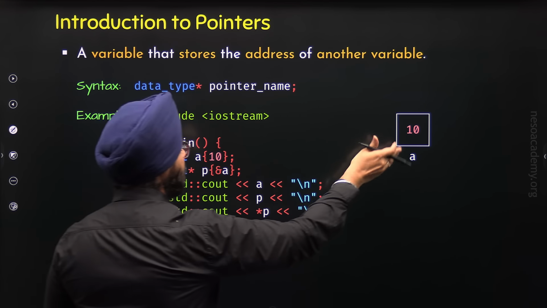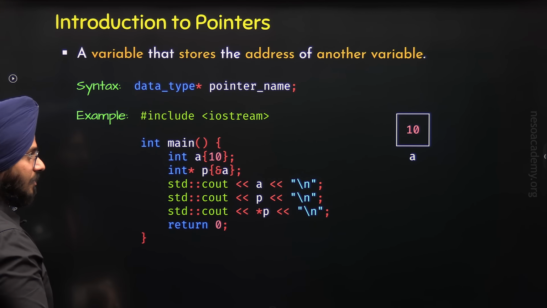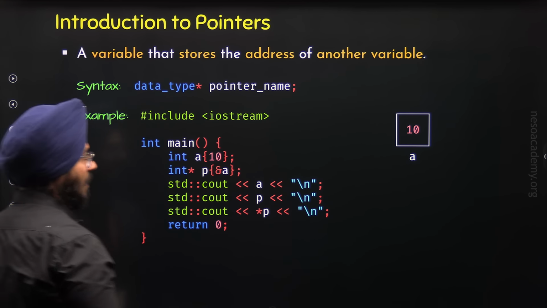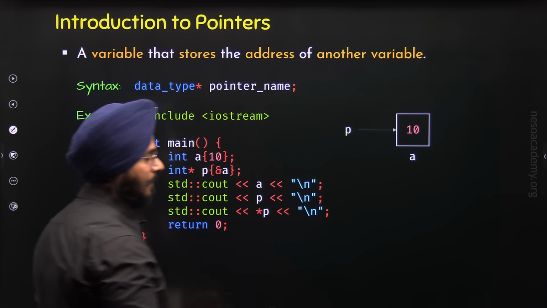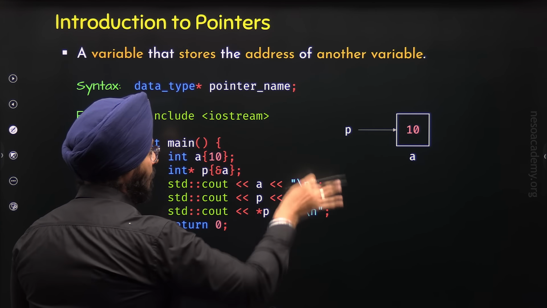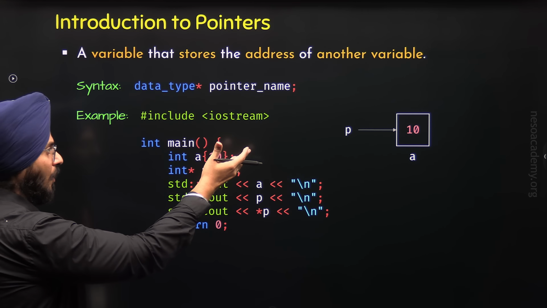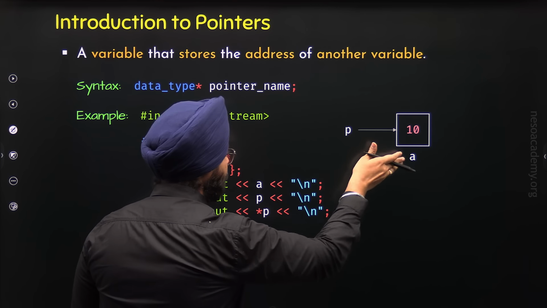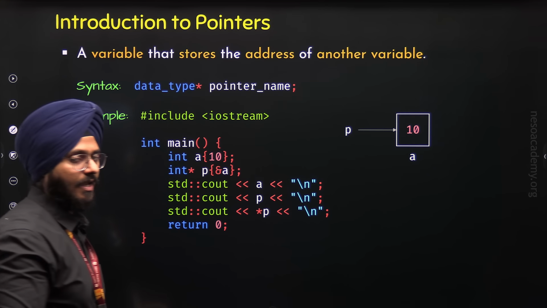This variable has some memory address. Now pointer p will hold that address. This clearly means that pointer p now points to variable a. So this is the concept of a pointer. Now the pointer is pointing to variable a. This means with the help of this pointer, we can access this variable a, and we can even modify this variable a if we want.